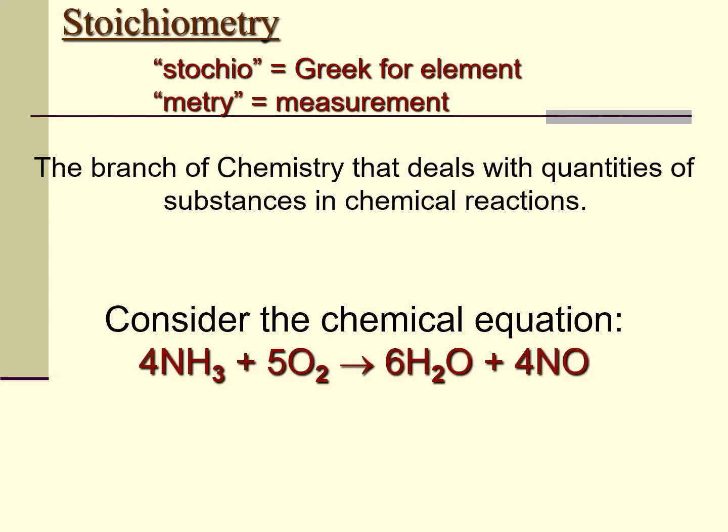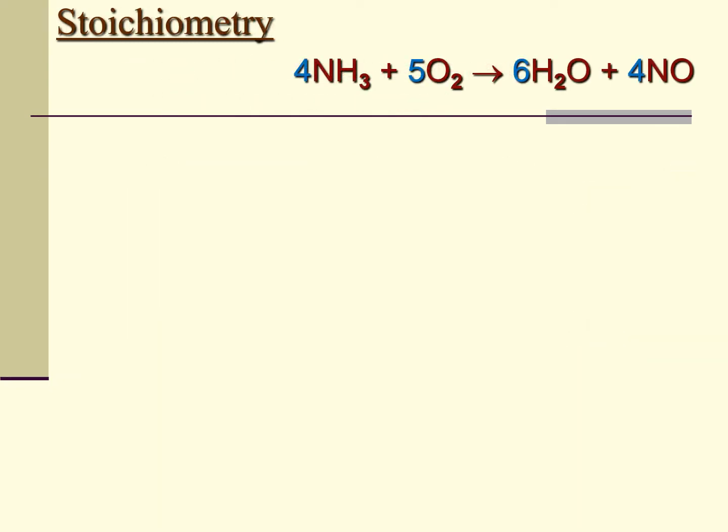Let us consider the chemical reaction involving ammonia and oxygen to form water and nitric oxide. The coefficients of the balanced equation are 4 for ammonia, 5 for oxygen, 6 for water, and 4 for nitric oxide. Okay, so these coefficients are important.